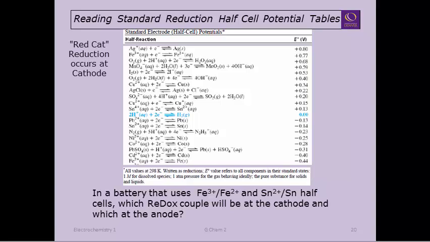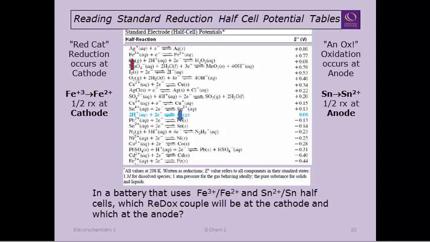Reduction occurs at the cathode. So you want to find the species that undergoes reduction best. So my tin 2 is here below my iron 3 plus, so the ones that are higher and to the left undergo reduction easiest, so that is going to be the species that undergoes reduction. On the other hand, the species that undergo oxidation best are to the right and down. So the tin 0 going to tin 2 plus is actually the reaction that you want to run at the anode.